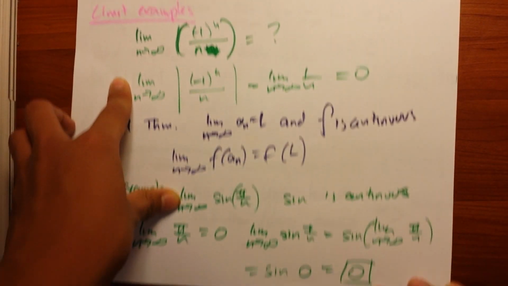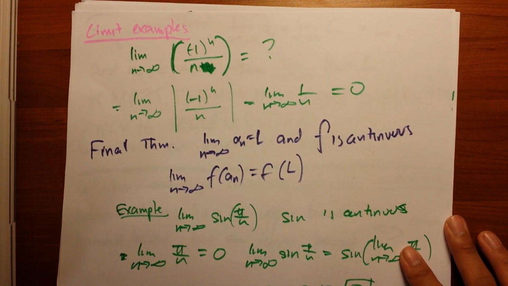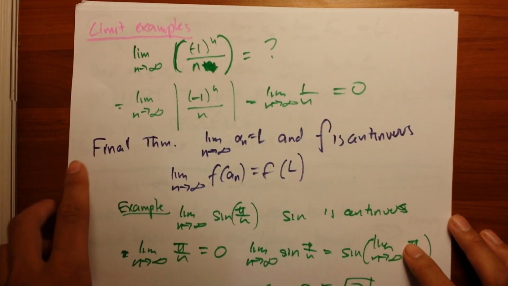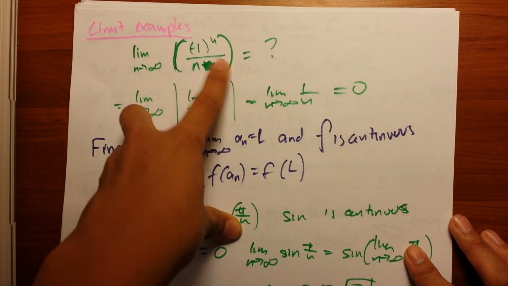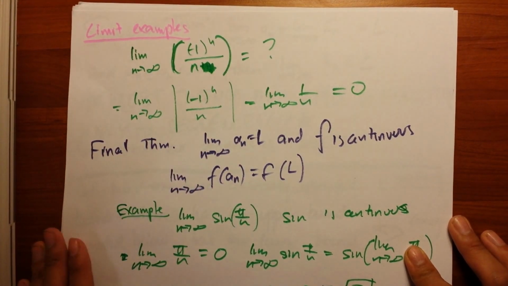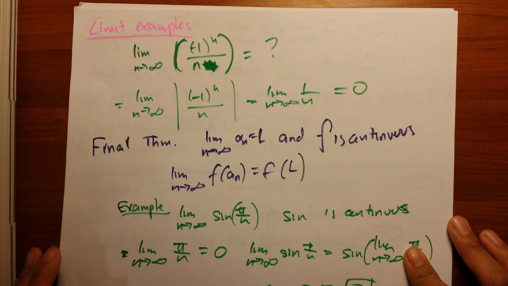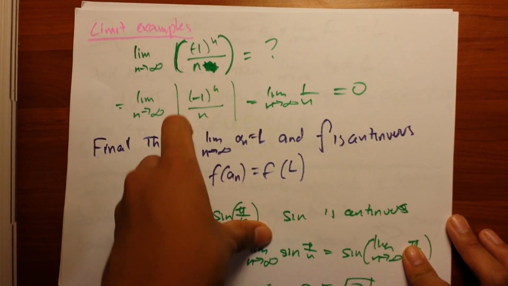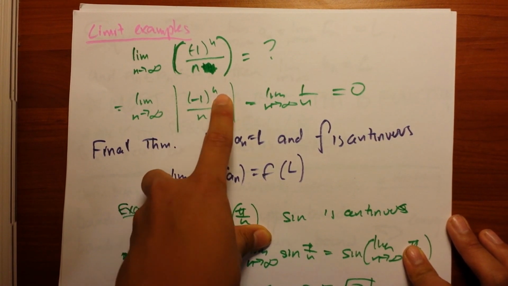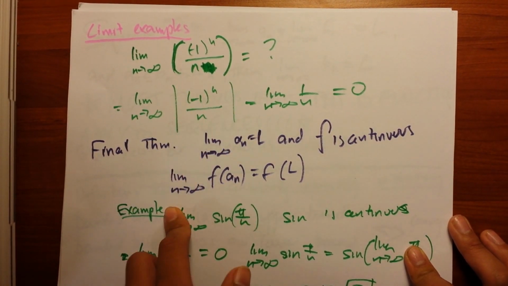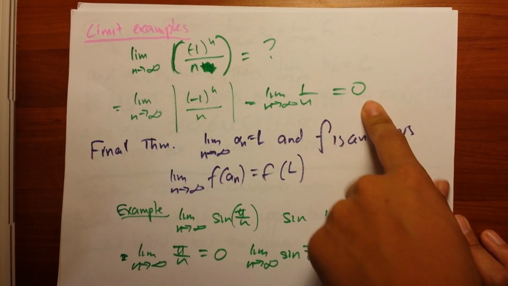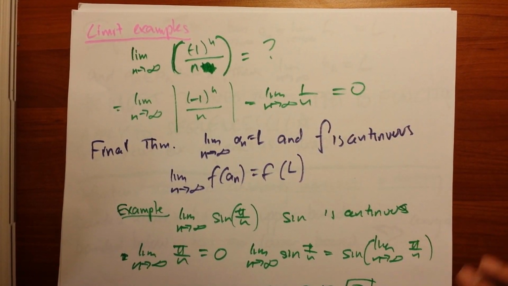Now here are some limit examples. The first one is the one I mentioned before: we can take an absolute value. So what we have here is (-1)^n over n. There's no easy way to solve this without using absolute values. So we take the absolute value, and we know that (-1)^n, this part, just changes the sign, so we can get rid of that. So we just take the limit as n approaches infinity of 1 over n. And we know this equals 0.